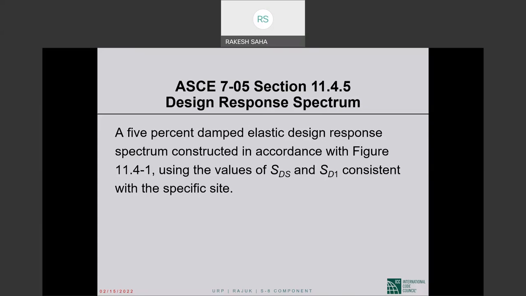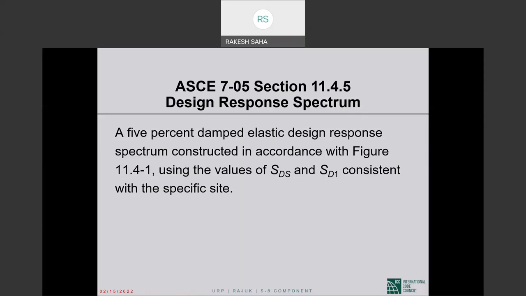You will read S sub S and S sub 1 from the maps, or go to the USGS website, whatever. You will multiply S sub S by F sub A, multiply S sub 1 by F sub V. Then you will take 2/3 of those quantities to get the design quantities, S sub DS and S sub D1.